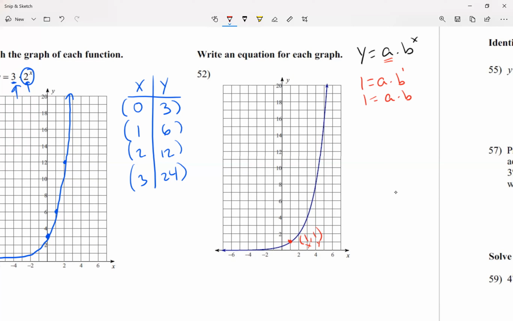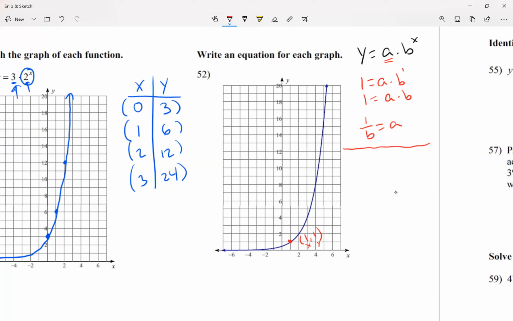Now, can I just say that 1 over b is equal to a? Right? Basically, I divided both sides by b. Okay, let me leave it at that. A is equal to 1 over b. Matter of fact, let me cross this. Okay, let me leave it at that.